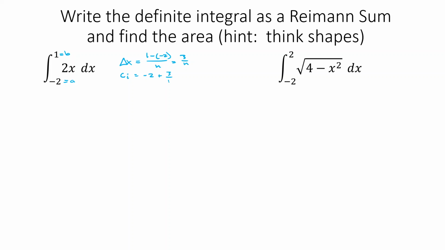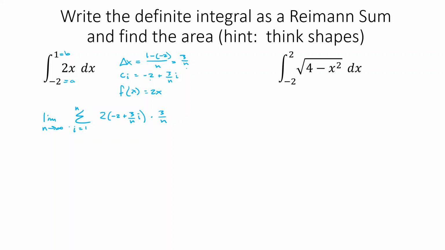We're adding 3 over n times delta x, or times i. And our function is just what's in here. So our f of x is 2x. So if we want to write this as a sum, this would be the limit as n goes to infinity. We can do right or left, so let's just go from 1 to n. That's usually the way we do it. Of 2x with this plugged in for x. So 2 times negative 2 plus 3 over n times i, times delta x, so times 3 over n.